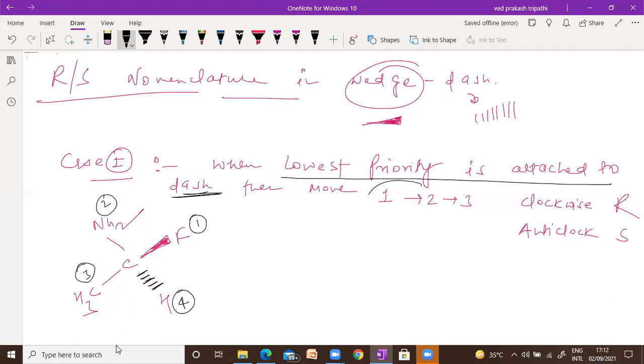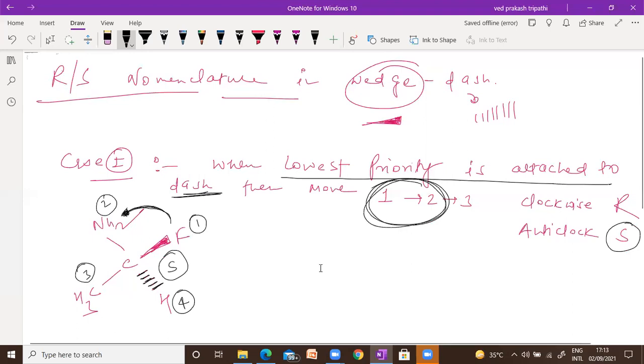Now we will move 1 to 2 location. So 1 to 2, this is movement like this, 1 to 2, and you can see this is going anti-clock. So if it is going anti-clock, we can say it will be S. Any doubt? Please tell me. It's a very easy one. First of all, decide your priority and then check 1 to 2 location. If 1 to 2 movement is anti-clock, then S, and if it is clock, then R.